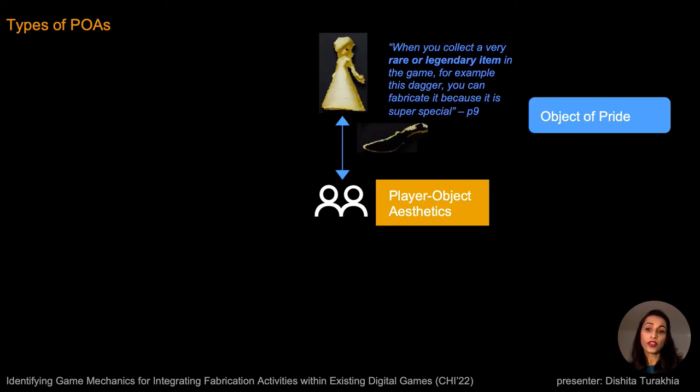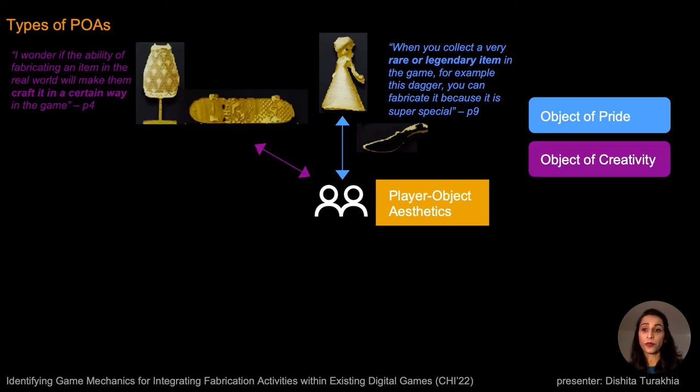The first category is the fabrication of physical objects of pride, for example, when winning the game or acquiring rare assets. One of our study participants, for example, said, when you collect a very rare or a legendary item like this dagger that occurs only once or twice in the entire game, you can fabricate it because it is super special.